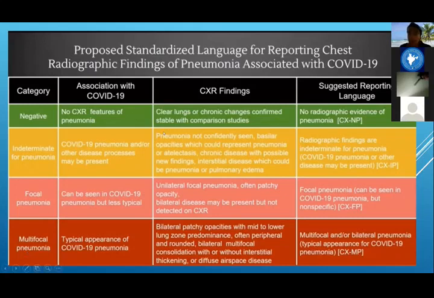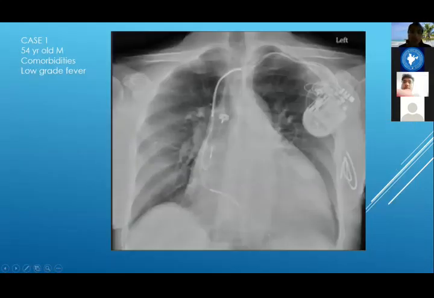So I'll come to it one by one. This is a 54-year-old male with a lot of comorbidities coming with low-grade fever. Here you can see the patient has cardiomegaly and he has a pacemaker, but the lungs are clear. So for this case, we can give it as lungs clear, cardiomegaly is there, chest X-ray, no pneumonia.